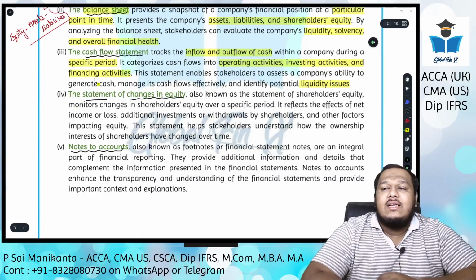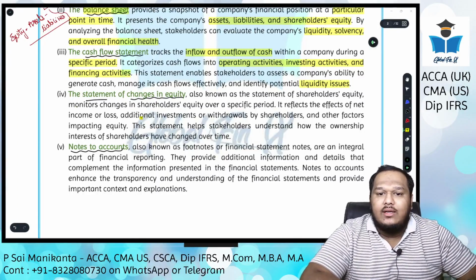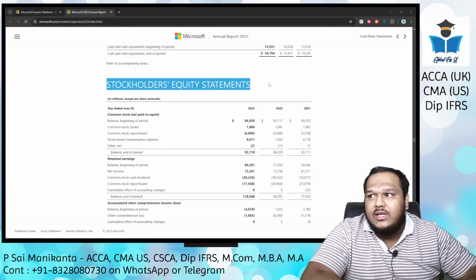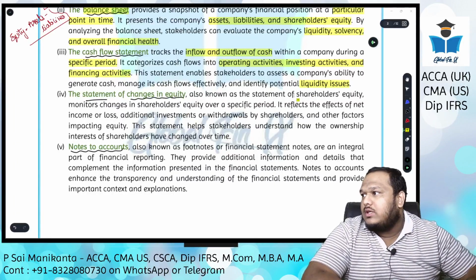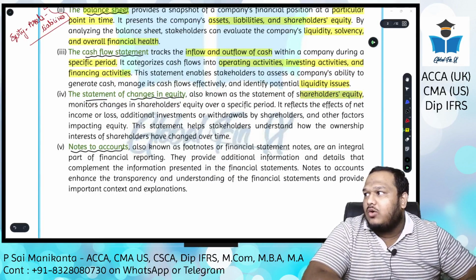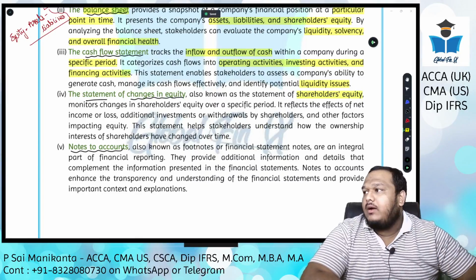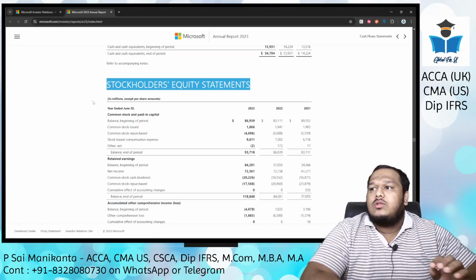Then after that, statement of changes in equity. So the name itself is clear. This is also called stockholders equity statement, also known as the shareholders equity. Stockholder and shareholder is the same thing, so don't get confused there. Shareholder equity and stockholder equity means the same. Okay. Now, what does it show?